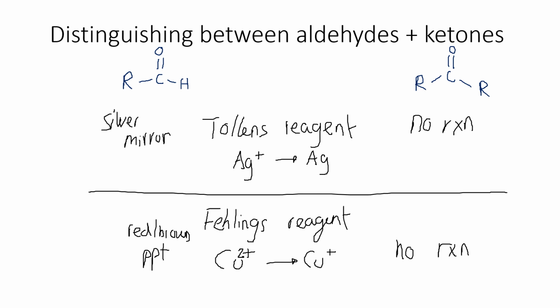Okay, so Tollens or Fehling's are both acceptable for that. You do need to know both though, because they might say a particular compound was treated with Fehling's. What would you expect to see?